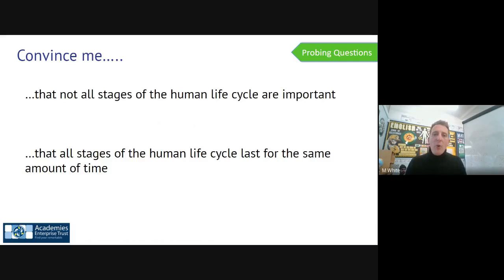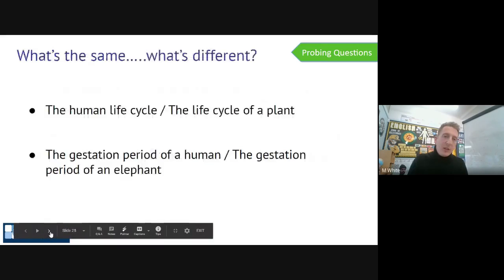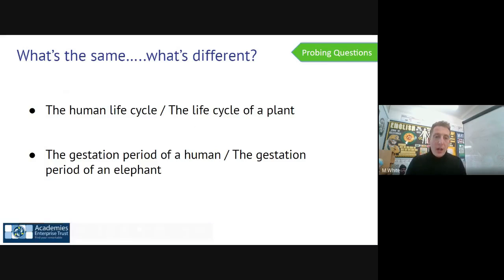So are they all the same amounts of time that we obviously are all those different stages? So have a think about those. And again, just write a convince me answer to explain your reasoning. The next part, what's the same, what's different? The human life cycle and the life cycle of a plant.